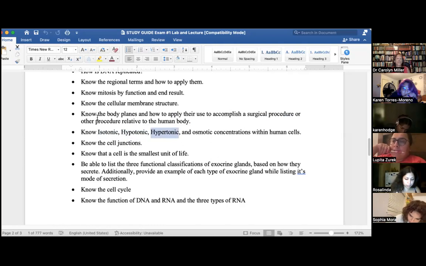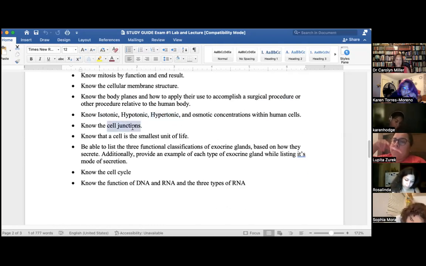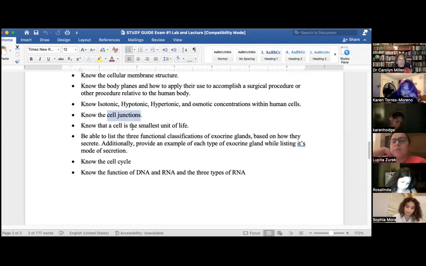Know the cell junctions. We talked about those last week. Desmosomes hold cells together. Tight junctions seal, and gap junctions allow for communication.